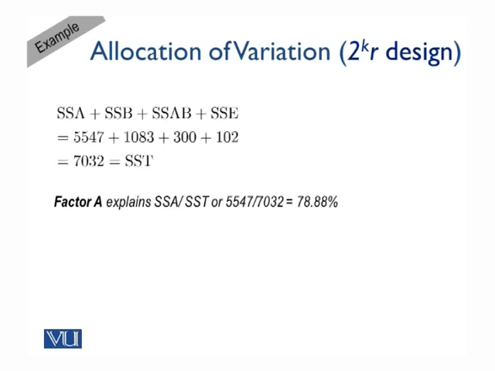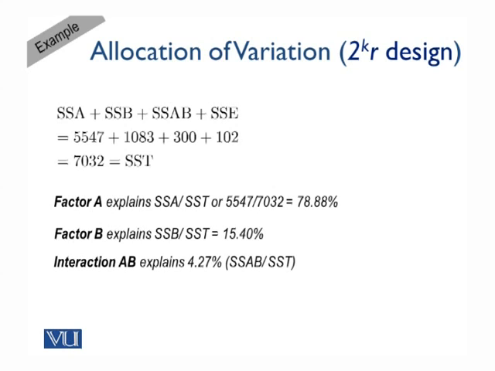So we see that factor A explains SSA over SST of the total variation, and this comes out to be 78.88%. This appears to be the most significant factor. Factor B in turn explains SSB over SST of the total variation. So this is 15.4%. Interaction AB is just 4.27%, so it's not really significant.